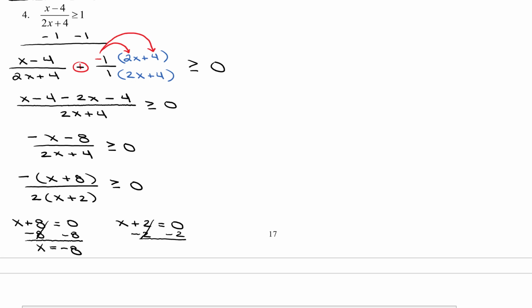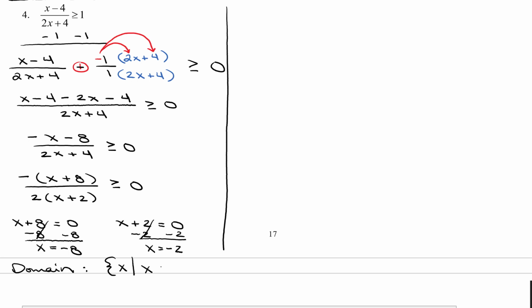Because I get x equal to negative 2 here, and this is the value that will give me 0 in the denominator, this value is undefined. It's a restricted value. So I'm just going to write a little note here that for the domain, we're going to have basically the set of all x such that x cannot equal negative 2. Because I don't want to accidentally include this value of negative 2 in my final answer.